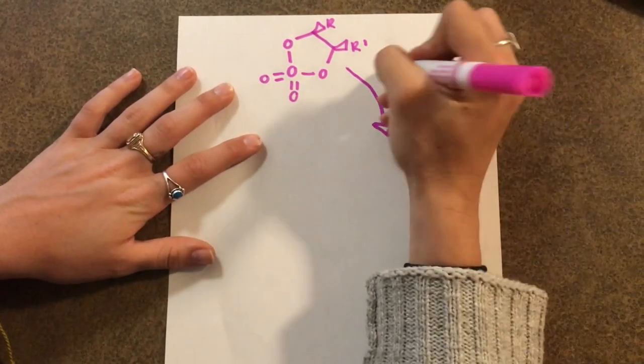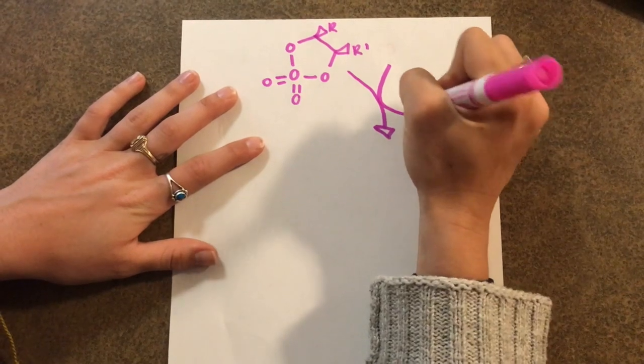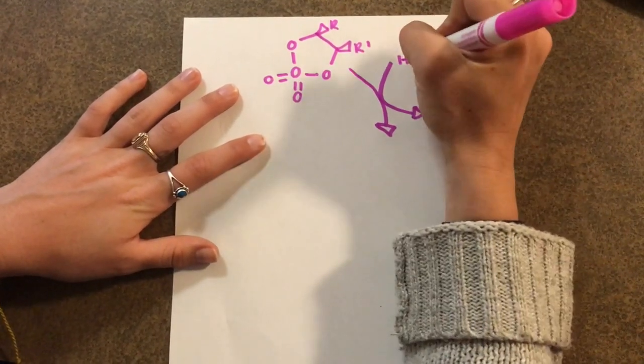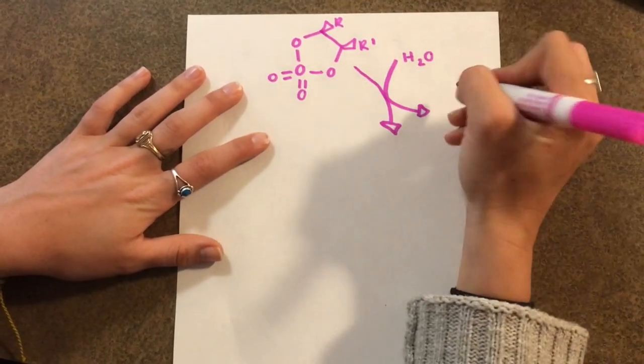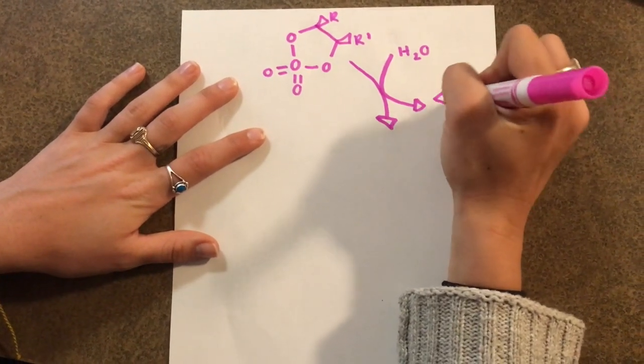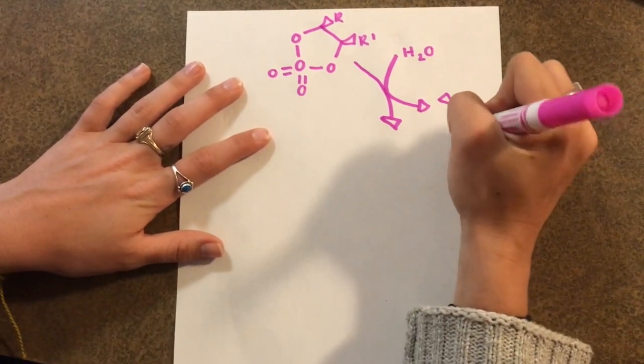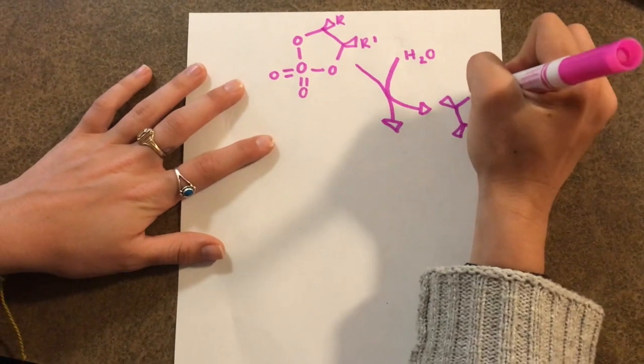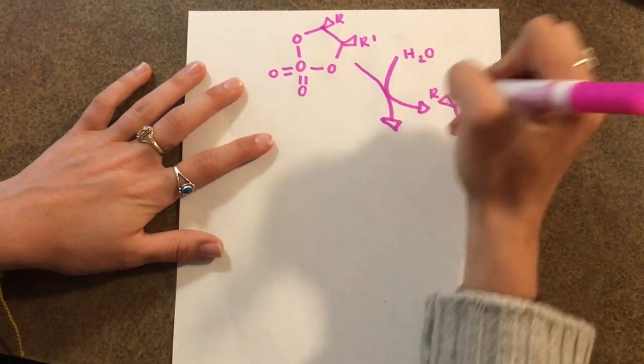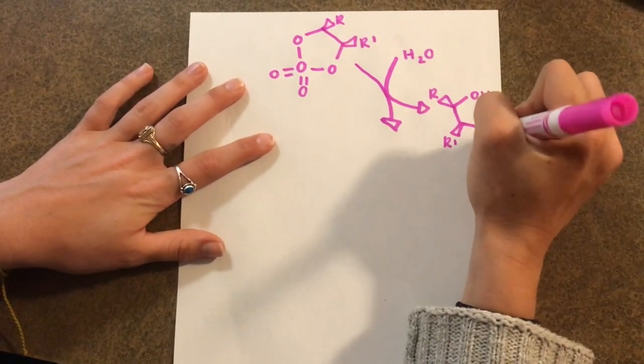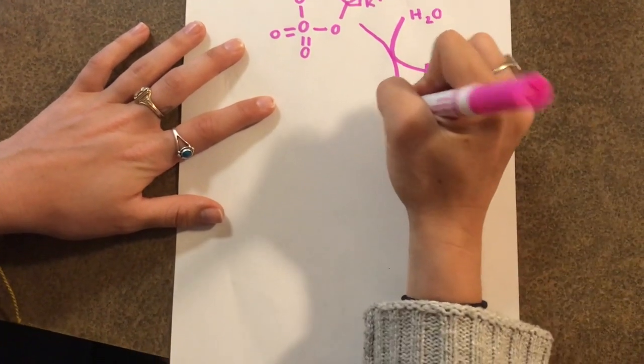The two R groups and one of the oxygens become a leaving group and bind with water to form the compound I am drawing here. Once the R groups and oxygen have left, an osmium double bonded to three oxygens is left over.